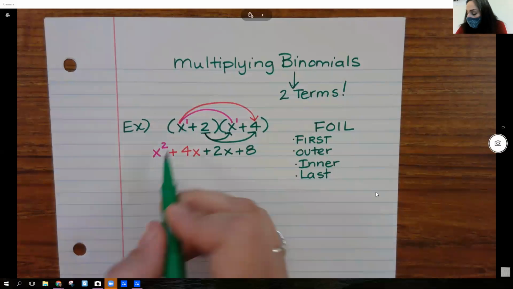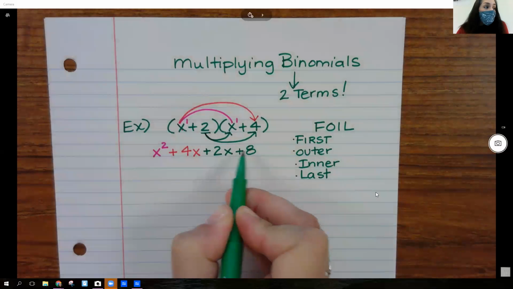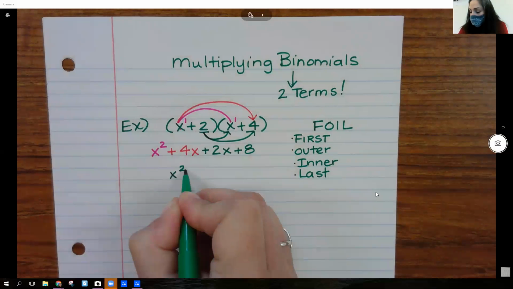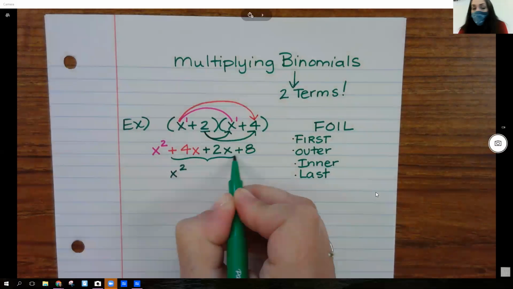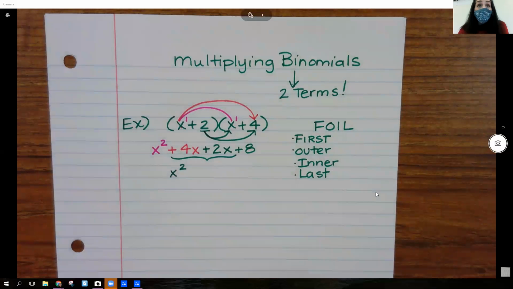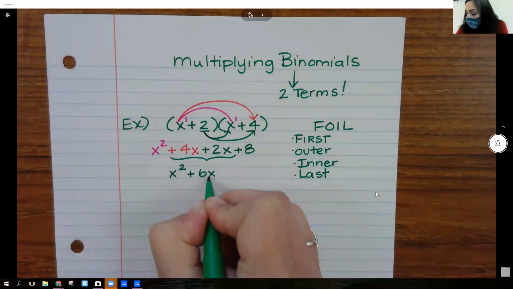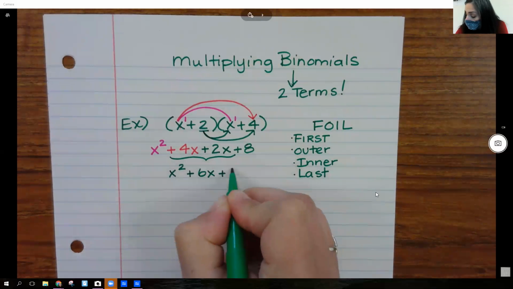So you've got x squared. I don't have anything else that has a squared term, so I can't combine that one with anything. We're just going to bring that down. Then you have 4x and you have 2x. Those are like terms. We can totally add them together, so that would be 6x. And then this plus 8 is the only thing that is just a plain old number, so that's just going to come down also.